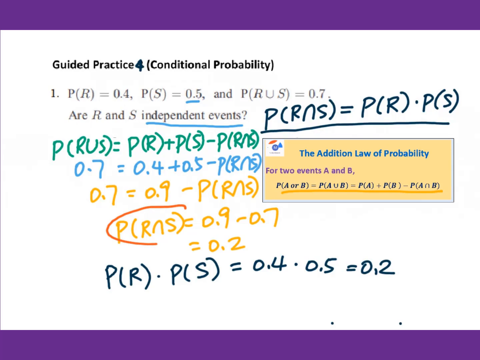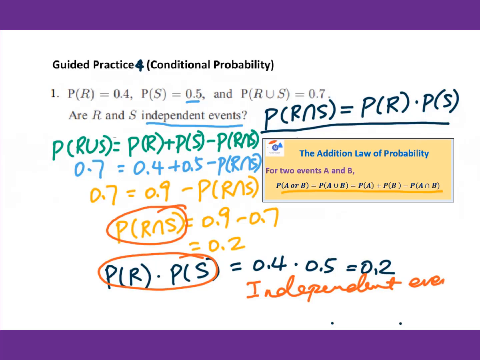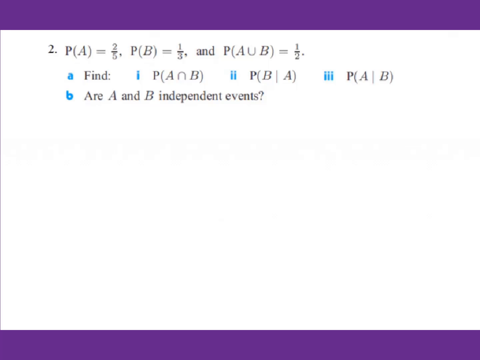Since these two are equal to each other, R and S are independent events. Now let's go to number 2. You are given this. Find the probability of A and B.